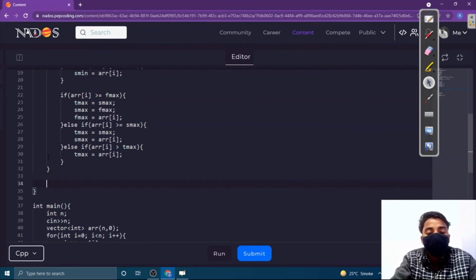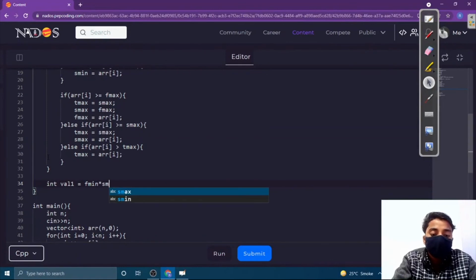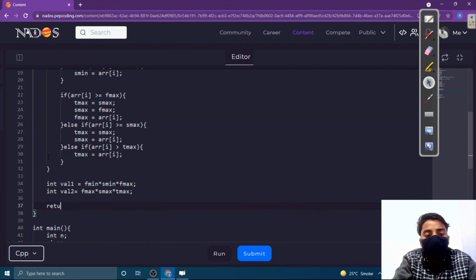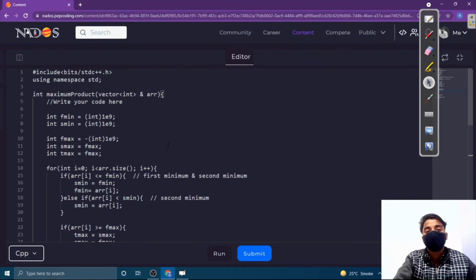And now we need the values to compare. Value 1 is first min into second min into the first max value. Value 2 is first max into second max into third max value. Now at the end we need to return the max of value 1, comma value 2. This will give us the max product.